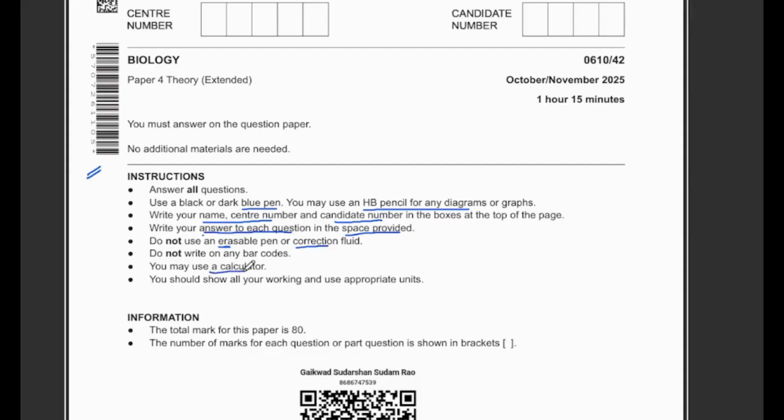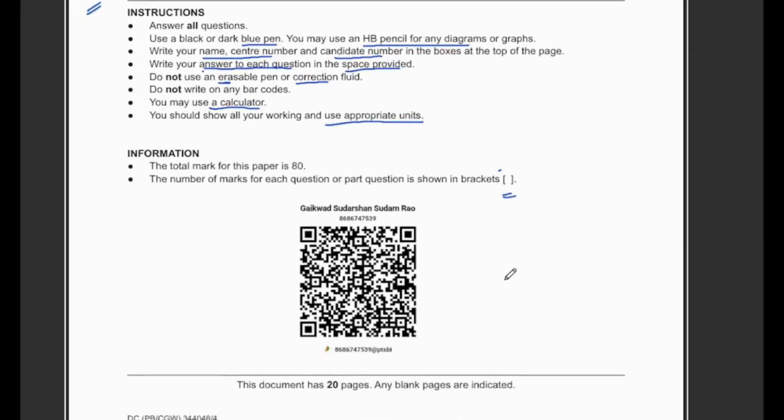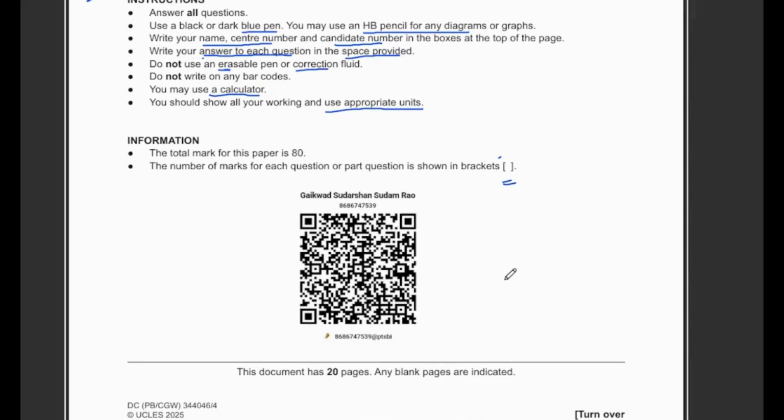Next, you can use the calculator, but see that you use the appropriate units while calculating and giving the final answer. The paper is for 80 marks. The duration is 1 hour 15 minutes, and the marks for each question are shown in brackets. The QR code, as you can see, won't be there in the question paper, but it is from my side, so I'll tell you the purpose of the QR code here. Okay, so let's move to the next question.